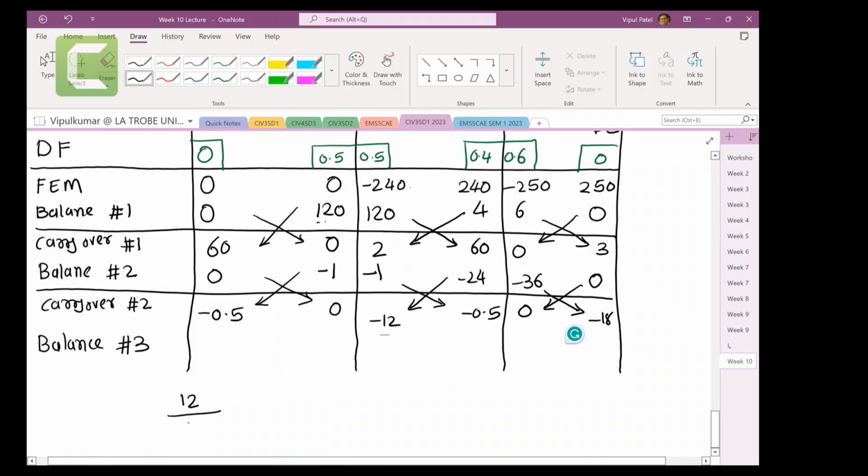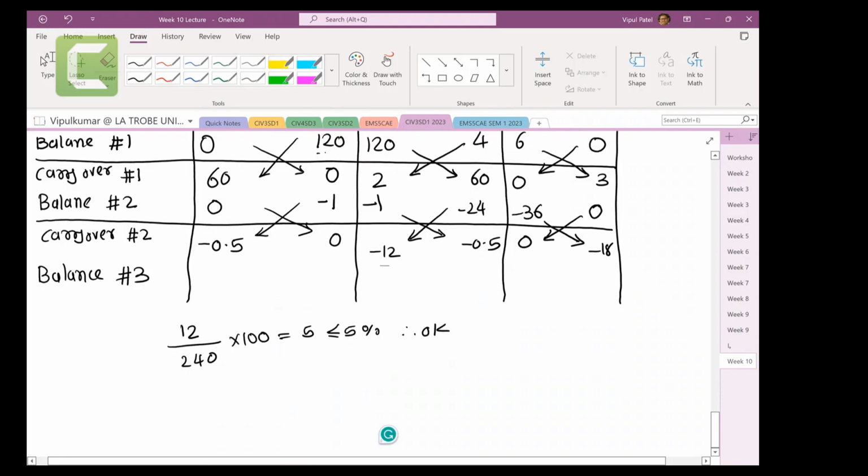When we started, it was 240, because when you remember this one here, we started at the start with the fixed moments, it was 240. The initial moment was 240, and then we come back to the 12. So 12 over 240 and times by 100 to calculate the error percentage. So 12 over 240 times by 100, you get 5, which is less than or equal to 5%. So therefore it is okay. We can stop it.